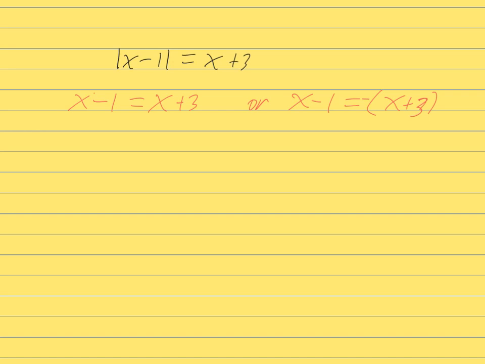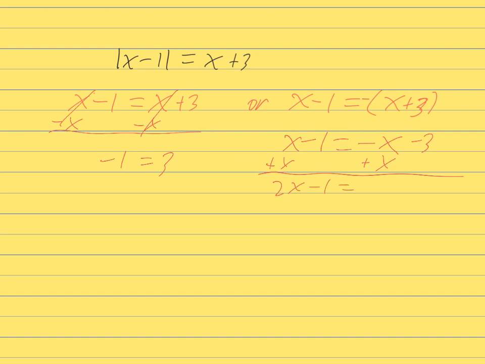On the left side, you'll notice that if we subtract x from both sides, the x's cancel out and we're left with negative 1 equals 3. Well, last time I checked, that wasn't true, so there's no solution there. However, on the other side, when we're trying to get the negative 1, we have x minus 1 equals negative x minus 3. And if we solve that, we can add the x's to both sides.